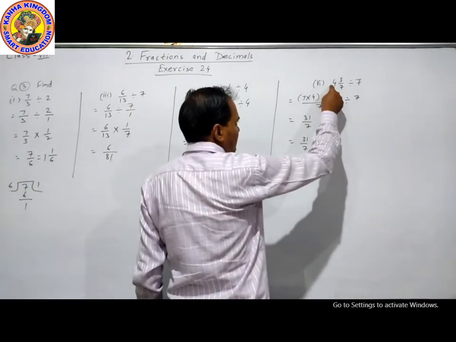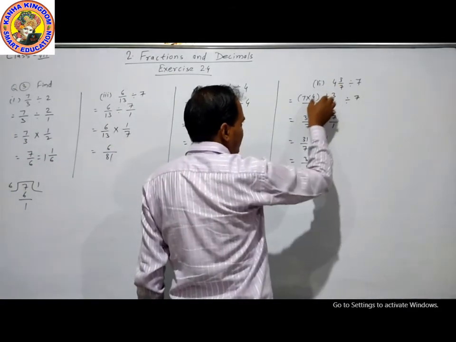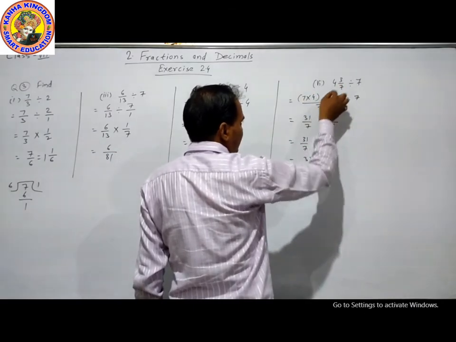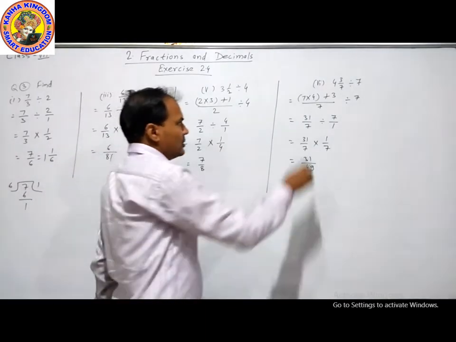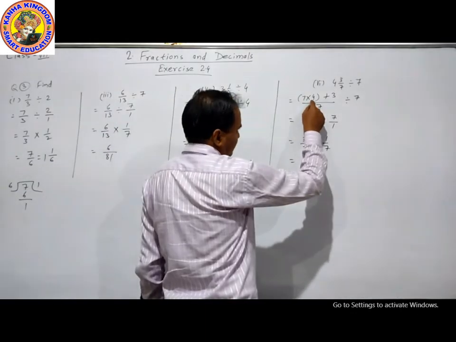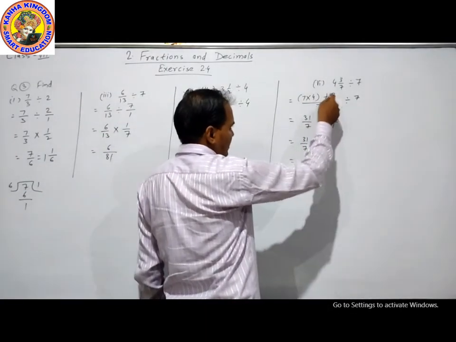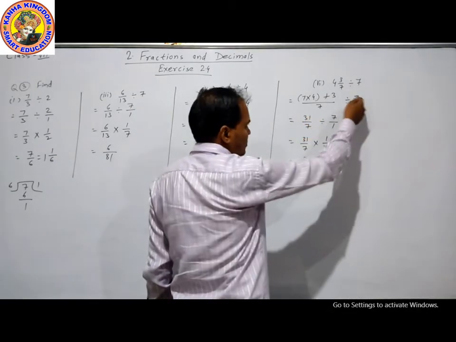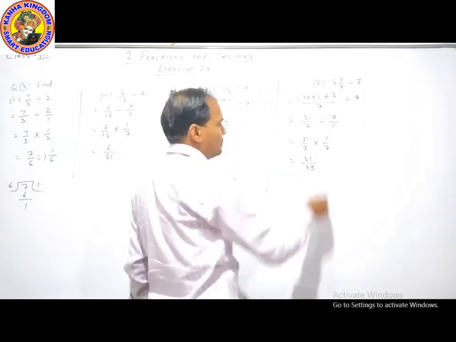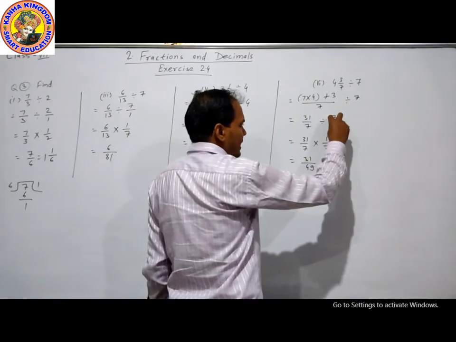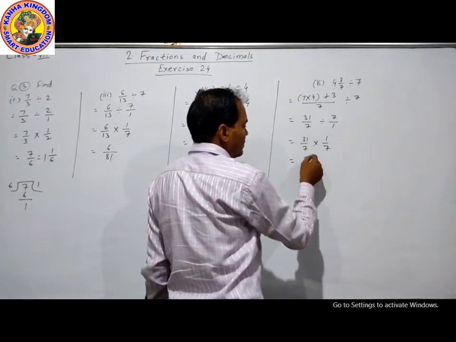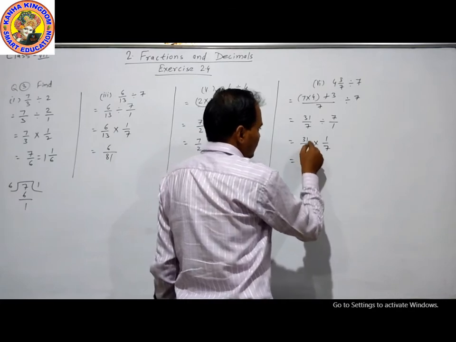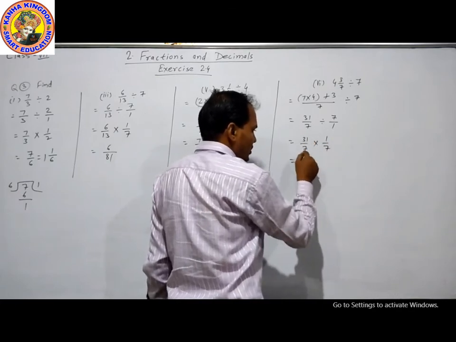7 into 4 then plus 3, divisor is 7 and next is divide by 7. 7 into 4, 28 plus 3, 31, 31 by 7. 7 can be written as 7 upon 1. Divide will be changed into multiply and the second digit's reciprocal is 1 by 7. 31 into 1, 31, 7 into 7, 49.